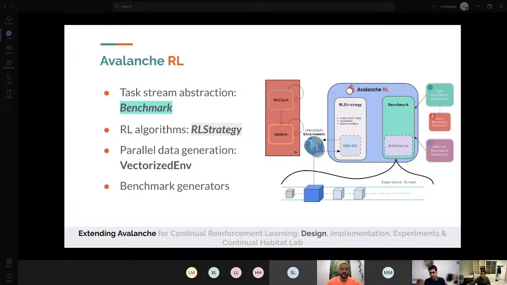So an environment which exposes this kind of very well-known interface. And the benchmark model at the moment in Avalanche is very rooted in the idea of having a dataset, having some samples and some targets and labels, and data loaders, and all these concepts which come from the world of supervised learning, which do not translate very well to AvalancheRL.